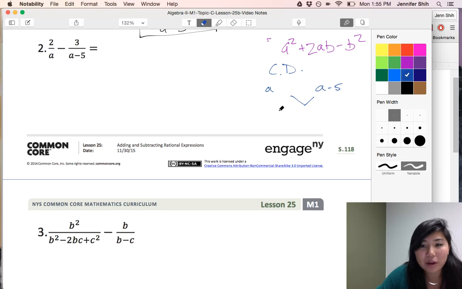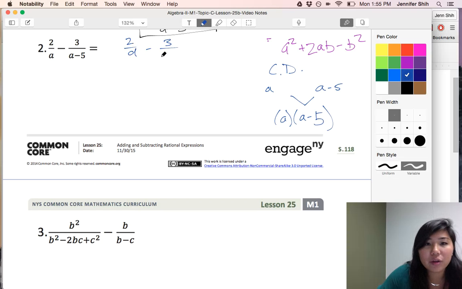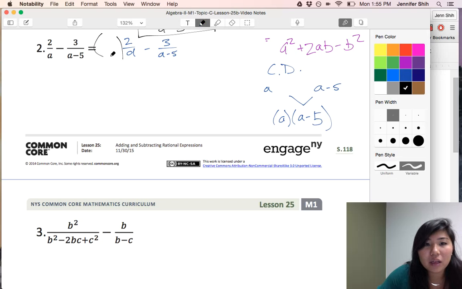I have to multiply it by a factor. So I'm just going to have my denominator be both factors multiplied together, because why not? So I'm going to rewrite this as 2 over a minus 3 over a minus 5. Now I have to think to myself, if I want my denominator to be a times a minus 5, I'm missing a factor, a minus 5, so I'm going to multiply by it.